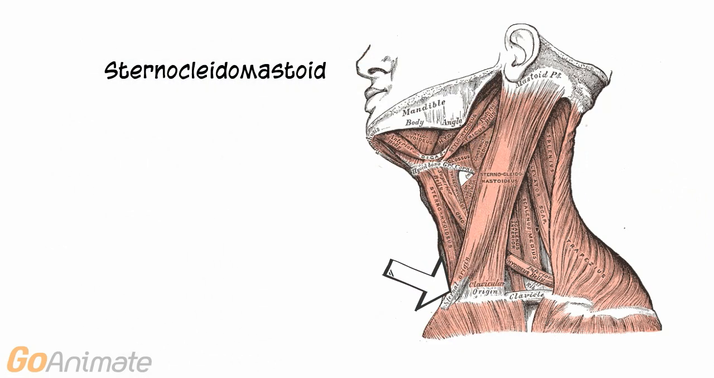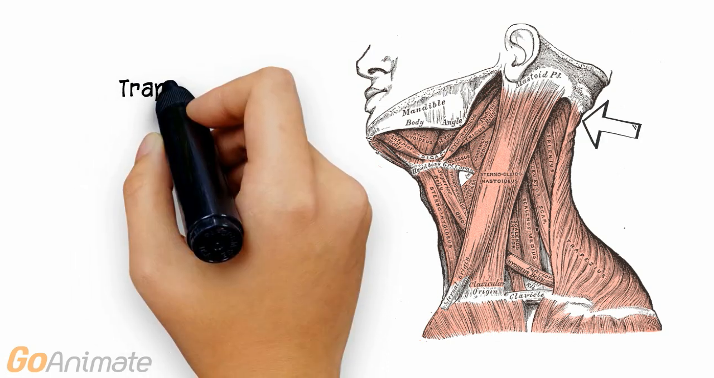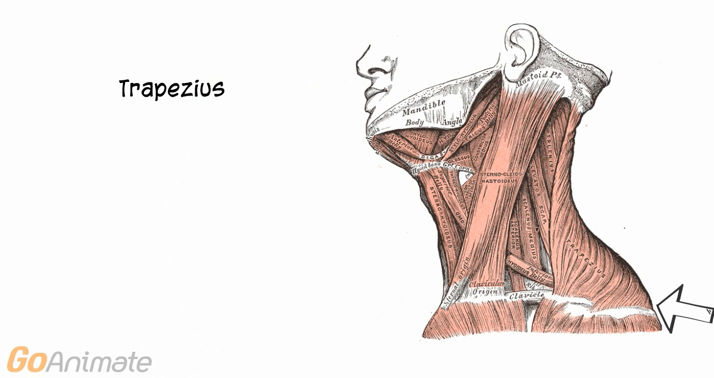The sternocleidomastoid is located on the lateral part of the neck. It originates on the mastoid process and has insertion points on the sternum and clavicle. The trapezius muscle is a superficial muscle of the back.